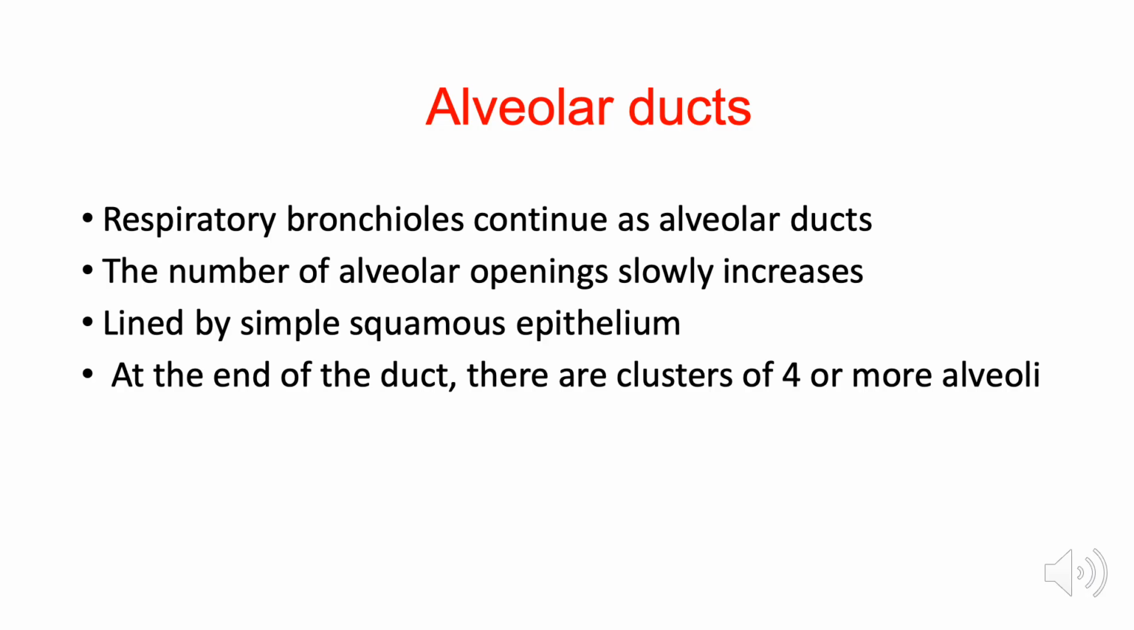Eventually, the respiratory bronchioles will continue as alveolar ducts. And it's easy to identify the alveolar ducts because of the presence of an increasing number of alveolar openings. Take note, at this point, the lining epithelium will become simple squamous. So let's review. Terminal bronchioles, simple ciliated columnar. Respiratory bronchioles, simple cuboidal. Alveolar ducts, alveolar sacs, and alveoli are lined by simple squamous epithelium.